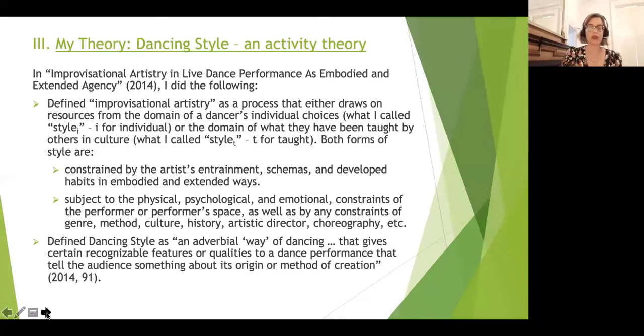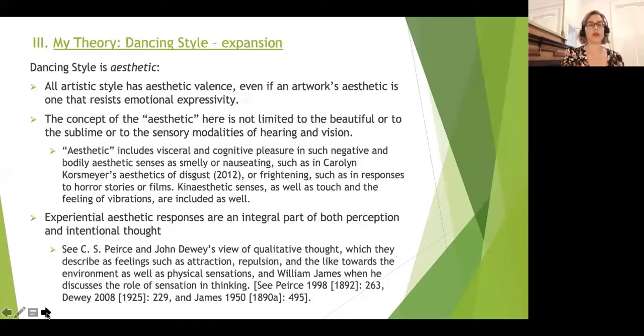I also clarified that both forms of style are construed as subject to the physical, psychological, and emotional constraints of the performer or performer space, or maybe both together, as well as by any constraints of genre, method, culture, history, artistic director, choreography, etc. I also define dancing style as an adverbial way of dancing, and that I'm going to retain, that gives certain recognizable features or qualities to a dance performance that tell the audience something about its origin or method of creation. What I'm going to add now is to clarify that this is aesthetic.